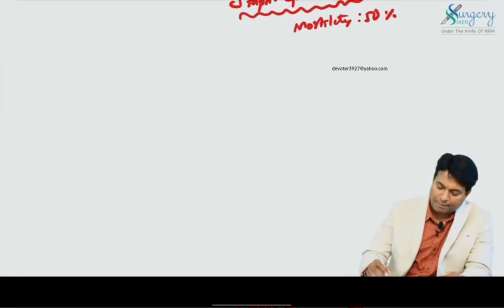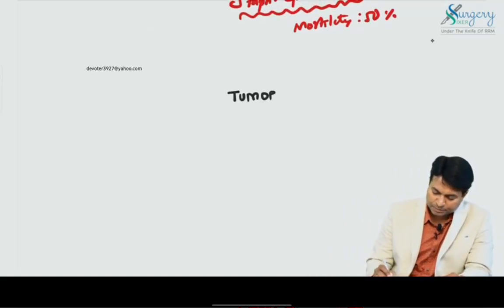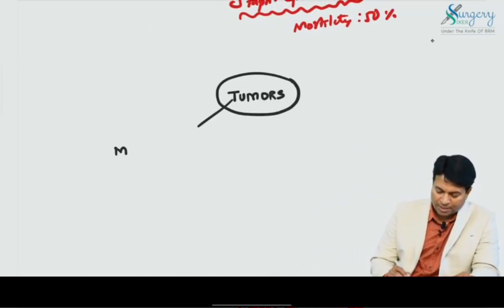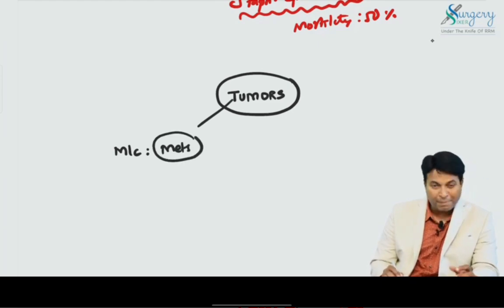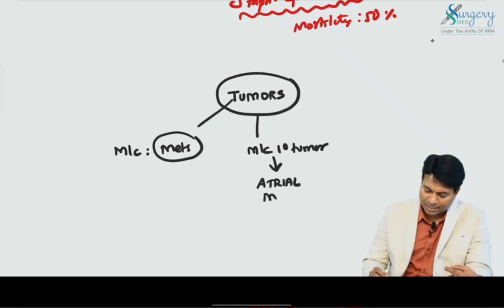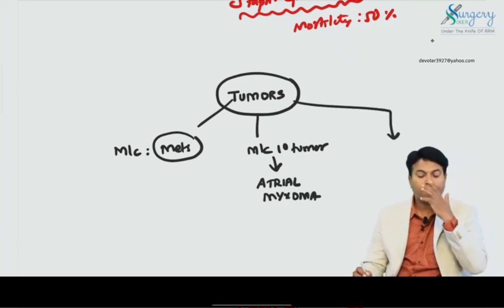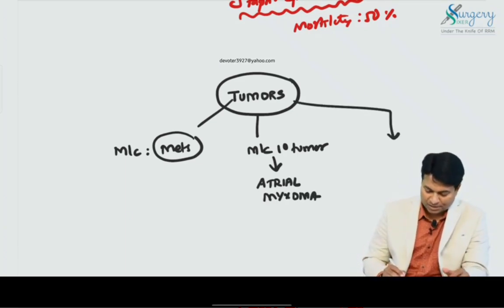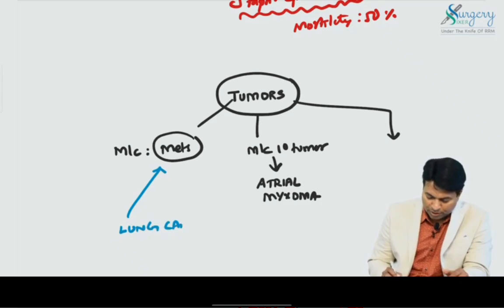So this is about the valve-related problems, and the last topic in this chapter is about tumors in the heart. The most common cardiac tumor is metastasis to the heart. So please remember, metastasis to myocardium is the most common tumor. The most common primary tumor is atrial myxoma. Please don't forget, atrial myxoma is the most common primary tumor. What is the most common organ causing metastasis? This metastasis is commonly from lung cancer. Please remember, it is usually from lung cancer.